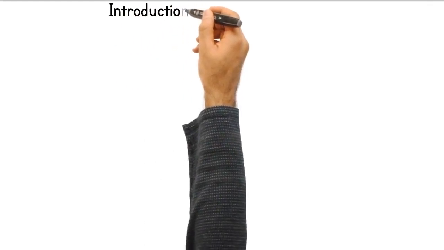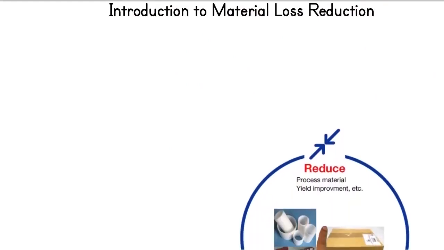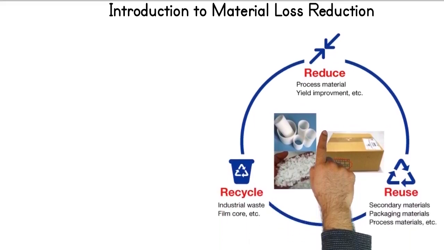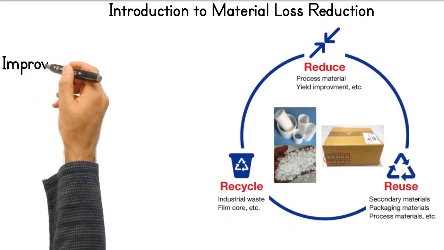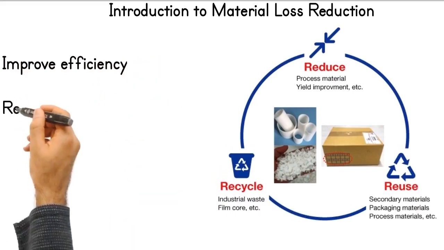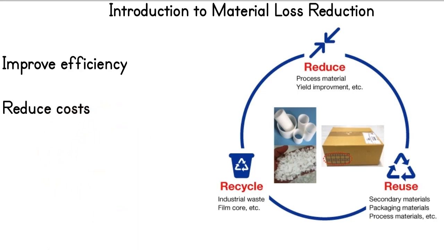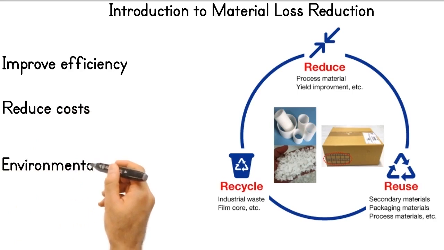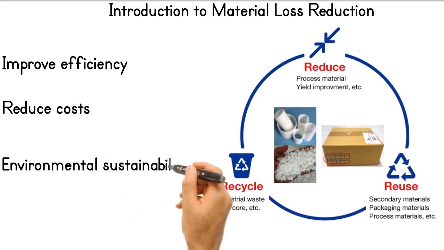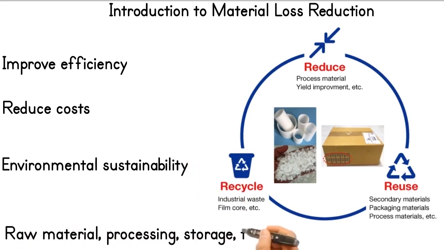Material loss reduction refers to the strategies and practices used in manufacturing, production, and supply chain management to minimize the amount of raw materials, components, or products that are wasted, damaged, or lost during production processes. By focusing on reducing material losses, organizations can improve their efficiency, reduce costs, and contribute to environmental sustainability. Material loss can occur in various stages, from raw material handling and processing to storage and transportation.